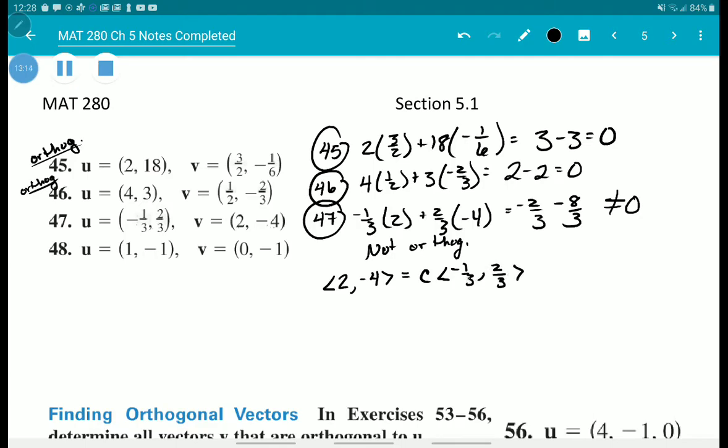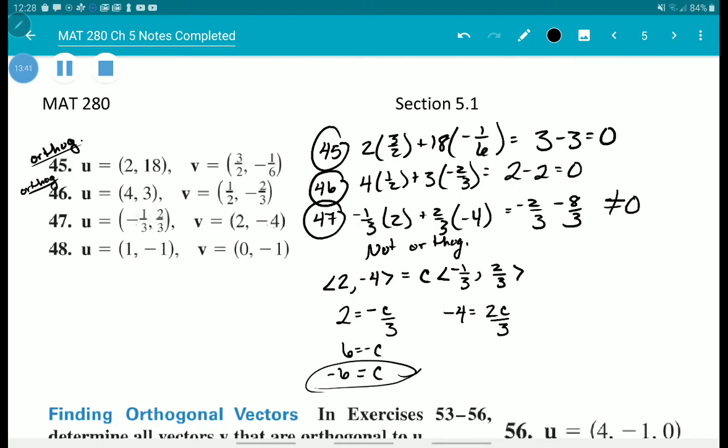Can we multiply negative 1/3, 2/3 by something to get that 2, negative 4? So we're setting up this little mini system here. So 2 has to be equal to negative c over 3, and negative 4 has to be equal to 2c over 3. So if we were to solve this, we see c has to be negative 6.